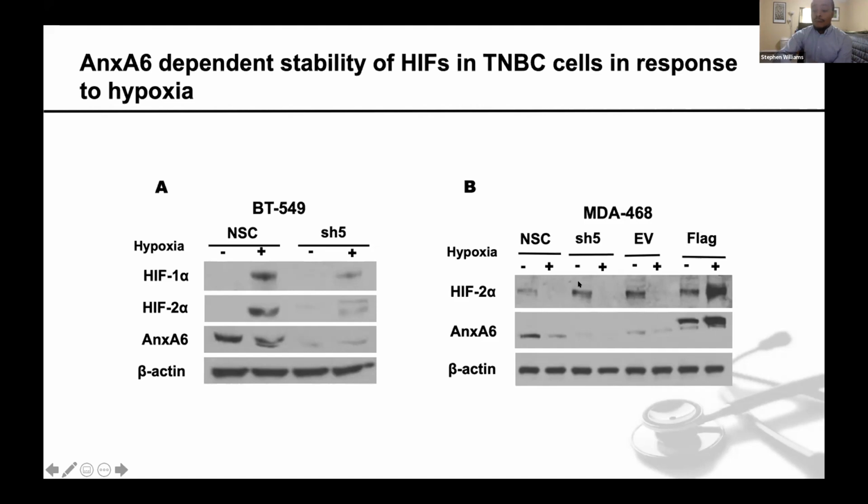Even in the presence of hypoxia, you don't see HIF2 alpha there, but when we actually transfect the cells with this empty vector and with a plasmid that overexpresses annexin A6, you see in the last panel that this HIF2 alpha protein stability was actually recovered when you overexpress annexin A6. So this showed us that maybe annexin A6 and HIF1, HIF2 alpha actually have some type of correlation.